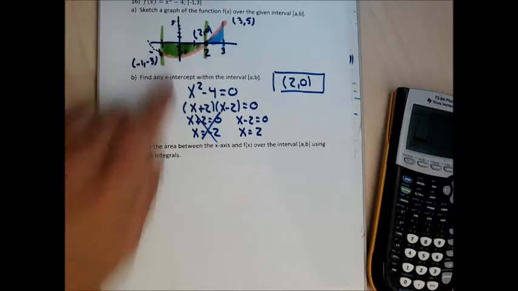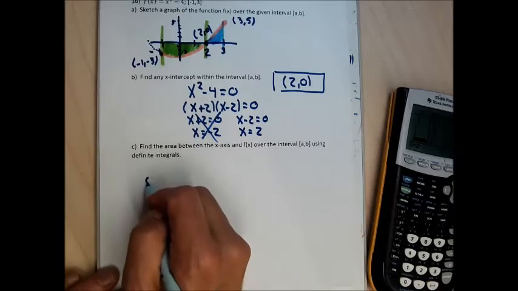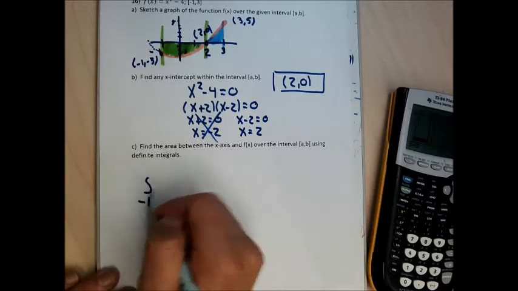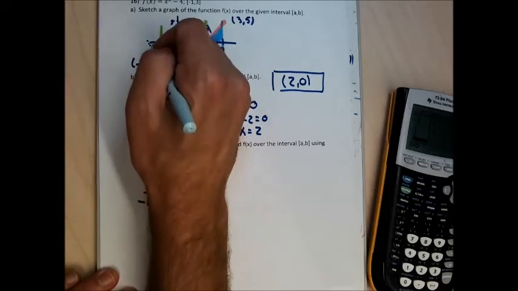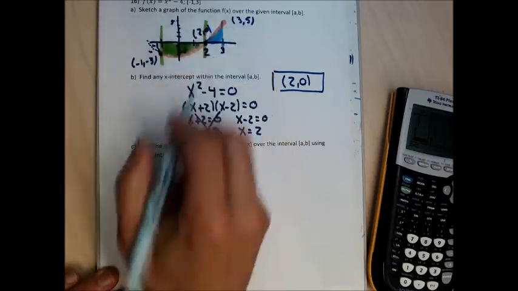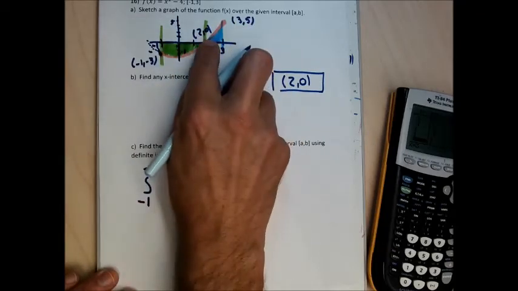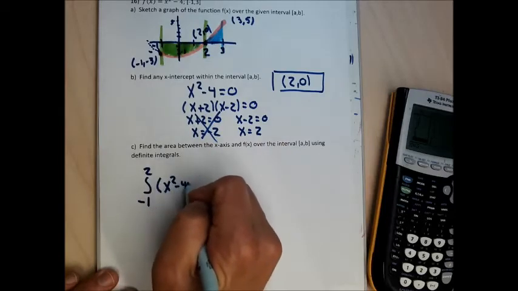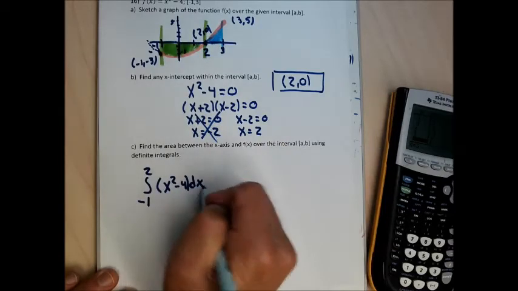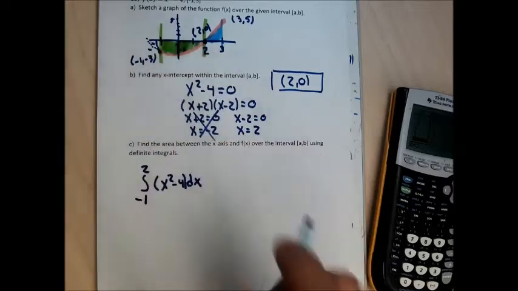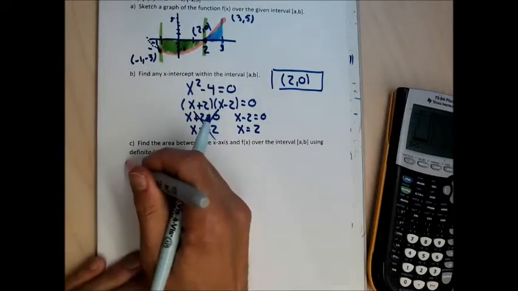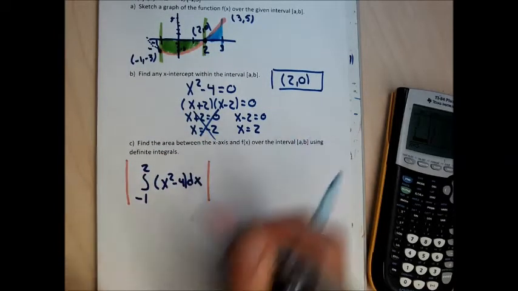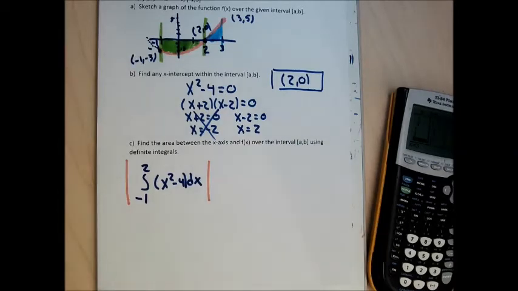The first area I'm going to get by integrating between -1, which is the x-coordinate of that point, and +2, which is the x-coordinate of the x-intercept, the function x squared minus 4 dx. Because this graph is beneath the x-axis, this area is going to come out to a negative number, and I'm going to make it positive by taking its absolute value.